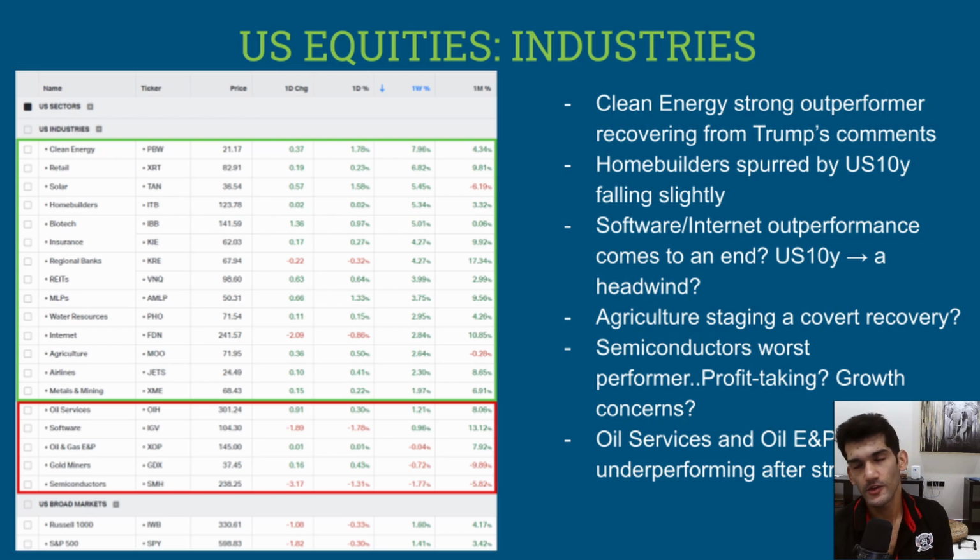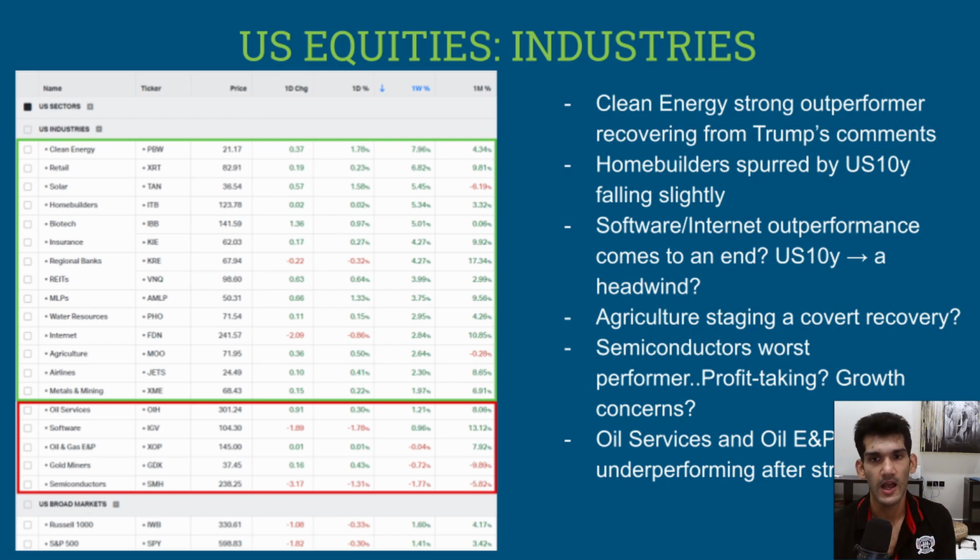The clean energy segment has been a strong outperformer and has kind of recovered after the Trump elections. As we know, Trump is not a big proponent of this whole green, clean energy agenda. And of course, when he got elected, as a knee-jerk reaction, it made sense that the clean energy segment could be a big candidate for selling off.